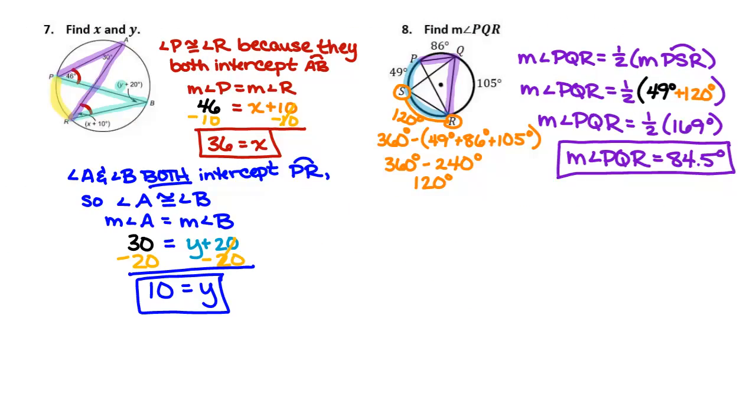Very nicely done. So why do we add 120? We were trying to find angle PQR. We said that that was half of angle PSR. Well, here's PS, that's 49. Here's SR, that's 120. So if I want PSR, I have to put PS and SR together.